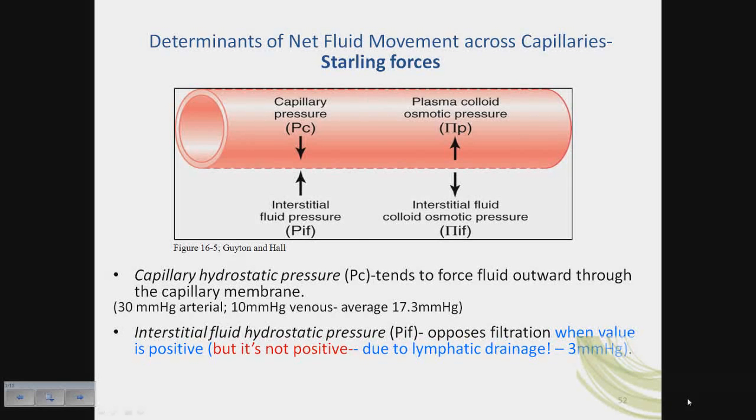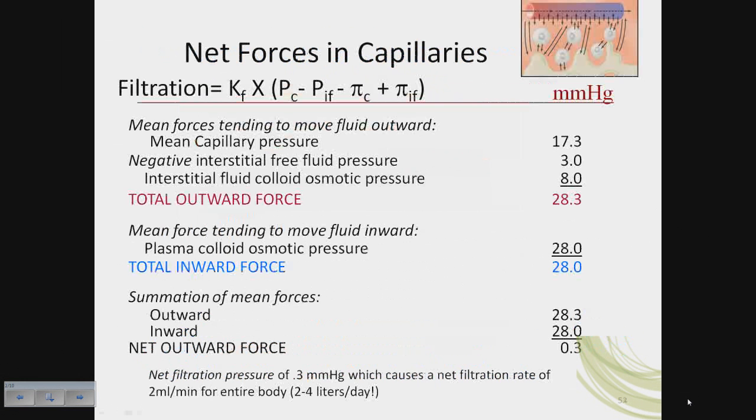Hello class, I'd like to go over the Starling forces again. Now before I go through these forces, I want to skip ahead 2 slides and just show you an equation. The filtration equation is shown up here as KF.